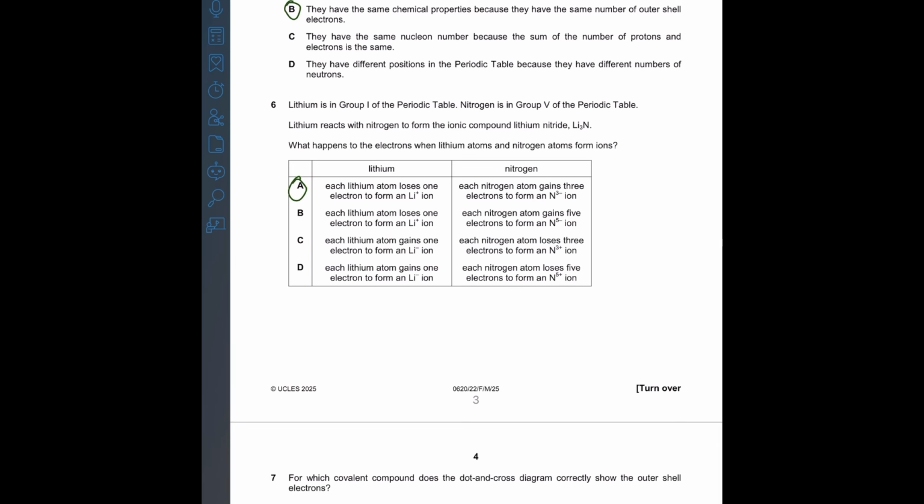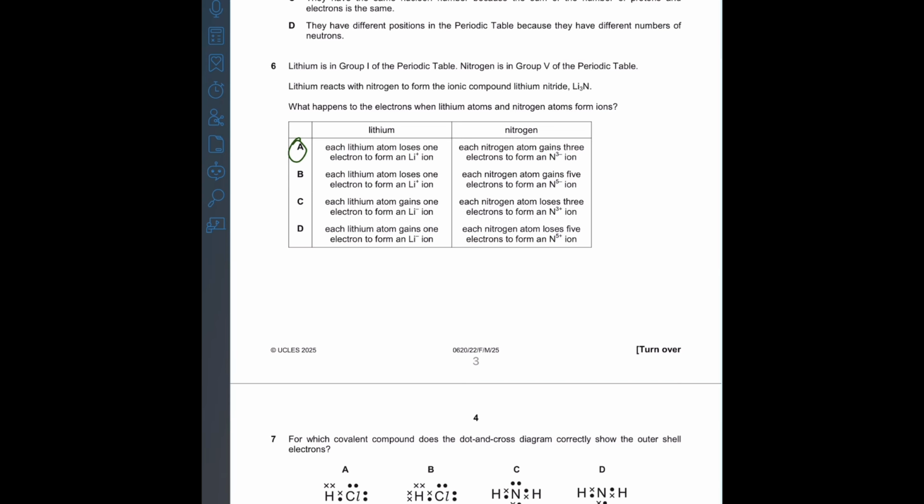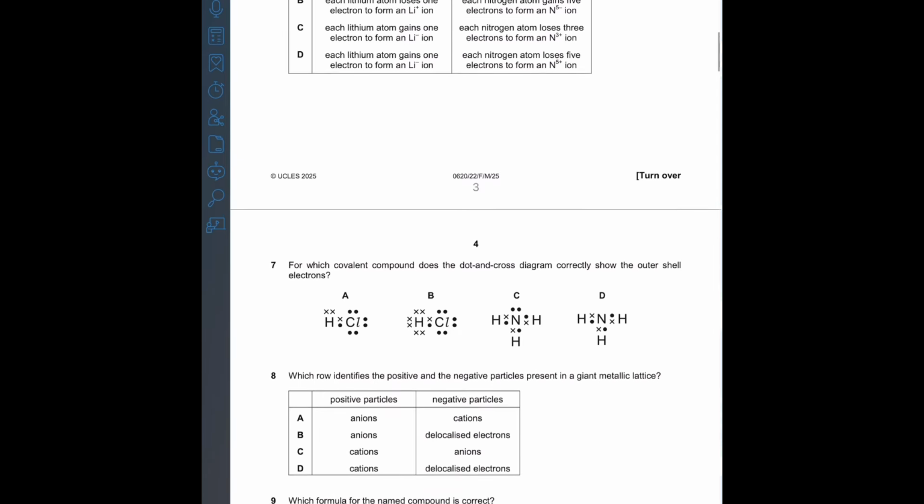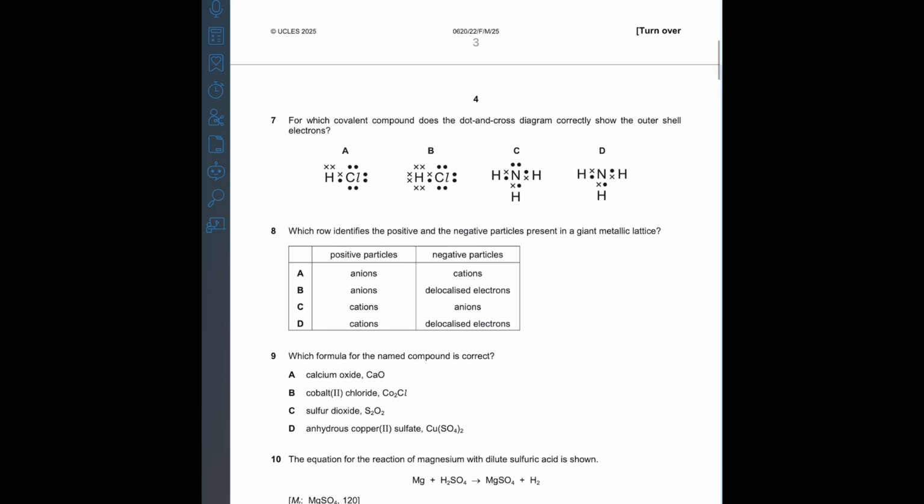Lithium loses 1 and becomes a positive ion, and nitrogen gains 3 and becomes a negative ion. So question number 7.